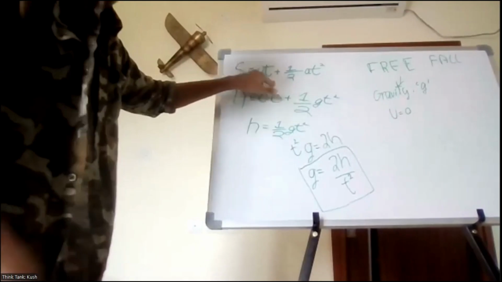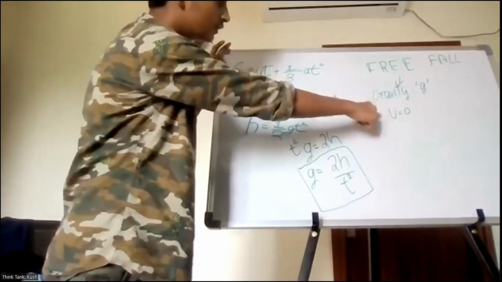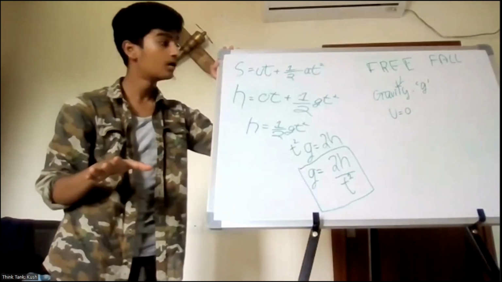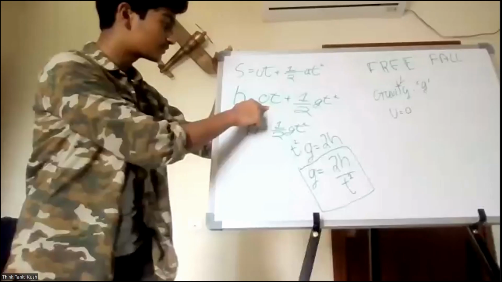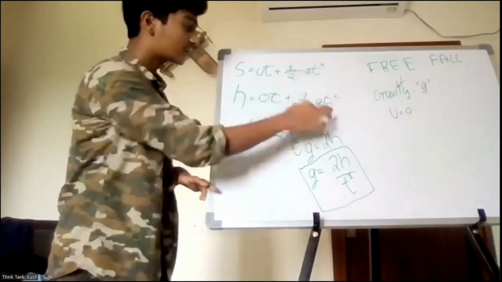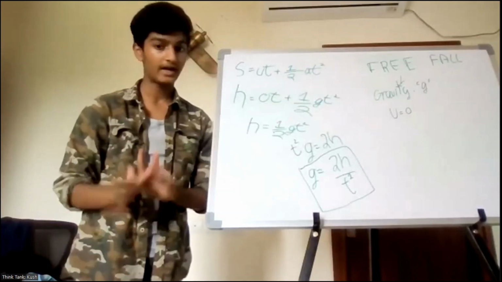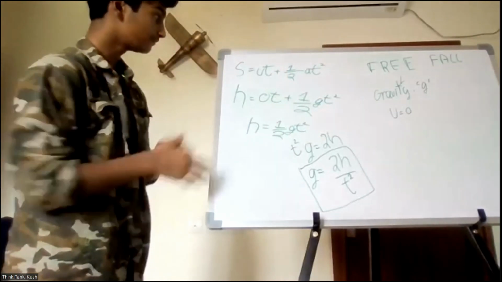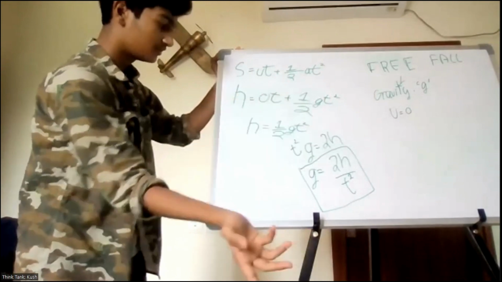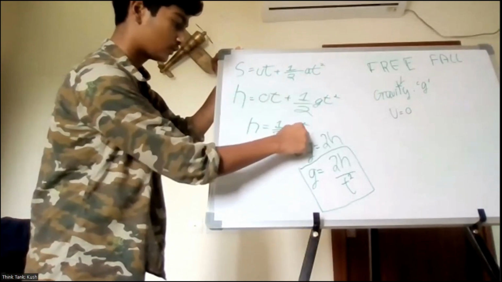So basically, you got s equals ut plus half at square, right? But considering the free fall laws, u is 0 and gravity is g. So the first part, ut, will become 0. And because the only force acting on it is gravity, instead of a, we can write small g because that's the acceleration due to gravity, right? So 0t plus half gt square. So 0t means basically 0. So h equals half gt square.